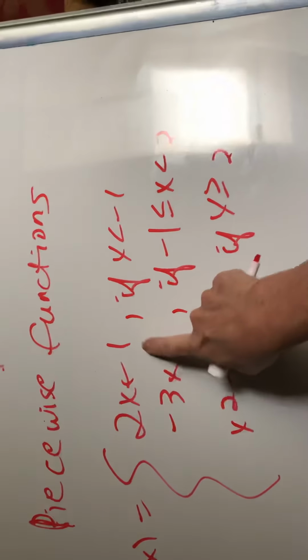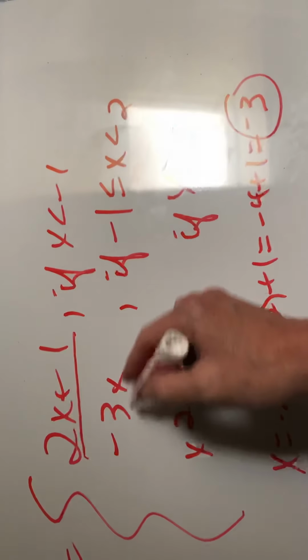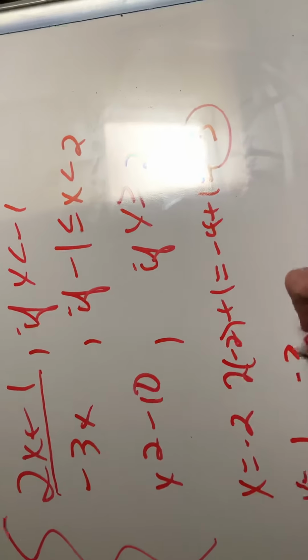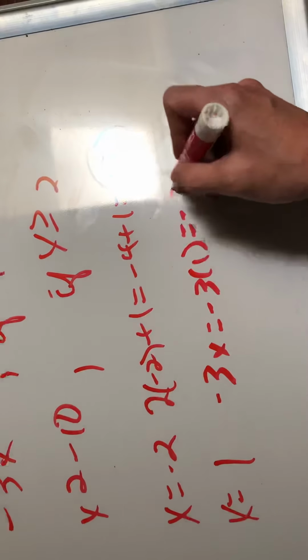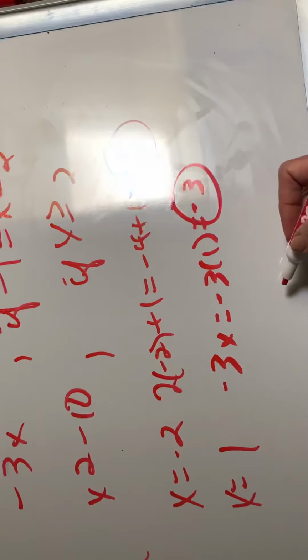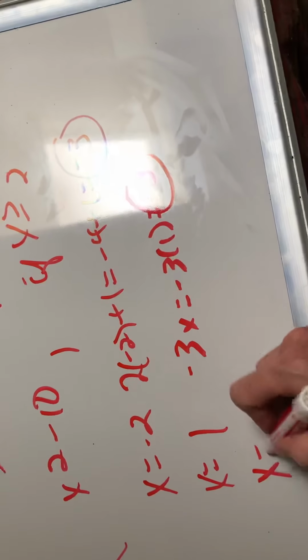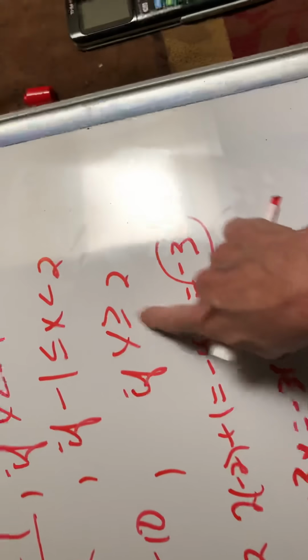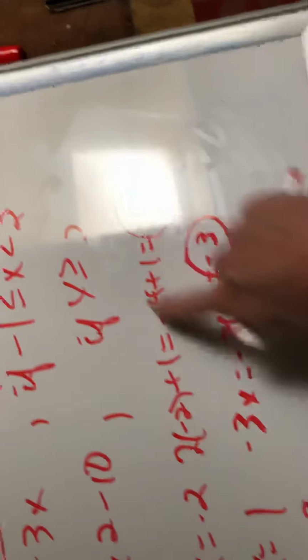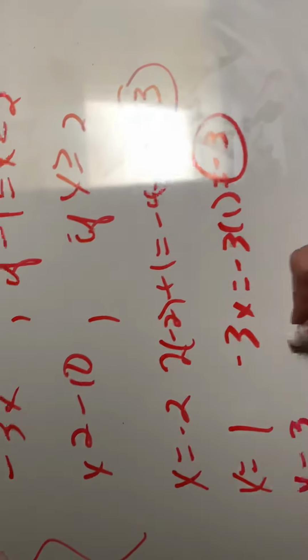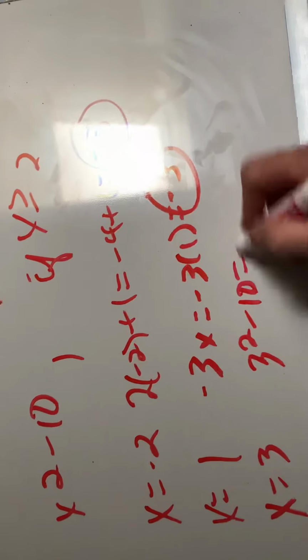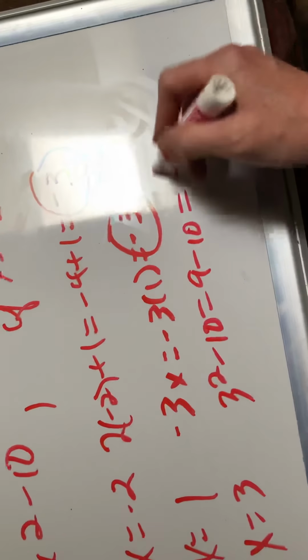Then x is 1. That's between negative 1 and 2. So we use the second function, that negative 3x. So we would do negative 3 times 1 and get negative 3. Then say we've got x is 3. Well, 3 is greater than or equal to 2. So you take the 3 and you plug it into the last function, 3 squared minus 10, which is 9 minus 10, which is negative 1.